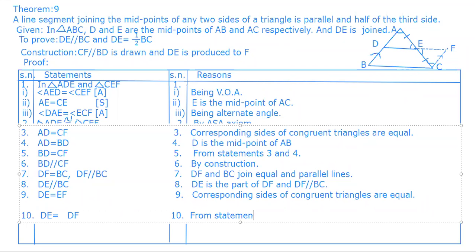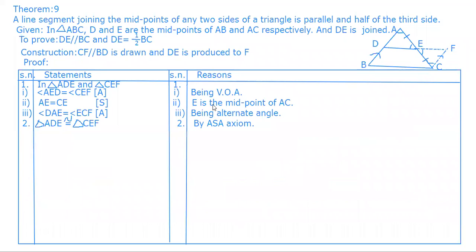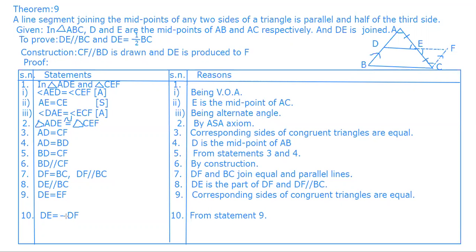From statement 9, we can write DE is half of DF because DE and EF are equal. DE and EF are equal, which means E is the midpoint of DF. That is why DE is half of DF.